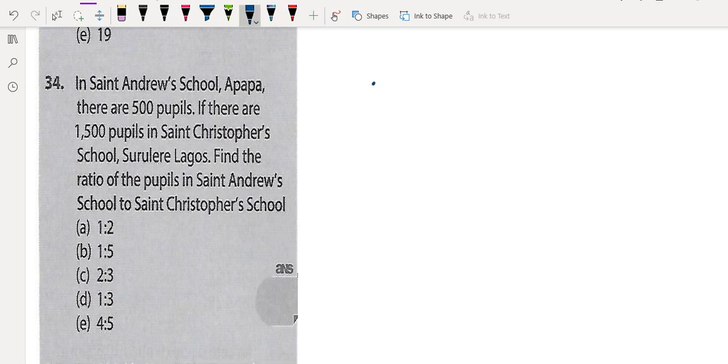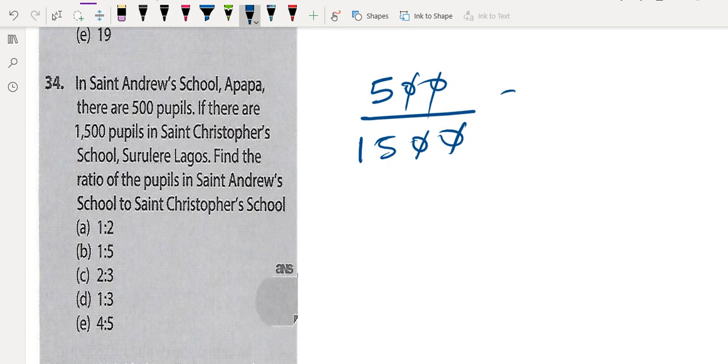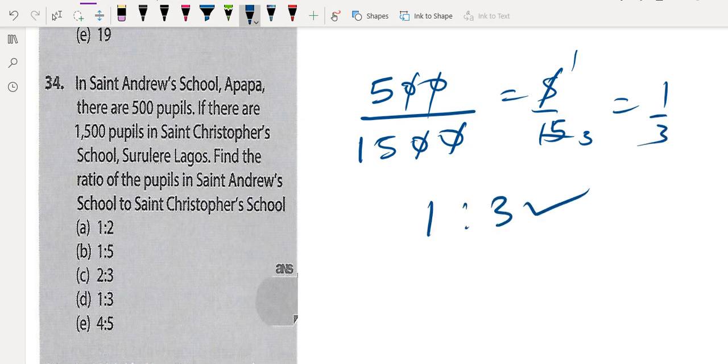So St. Andrew's School is 500, divided by St. Christopher's 1,500. What's that? 5 over 15, which is what? 1 over 3, which is what? Option.